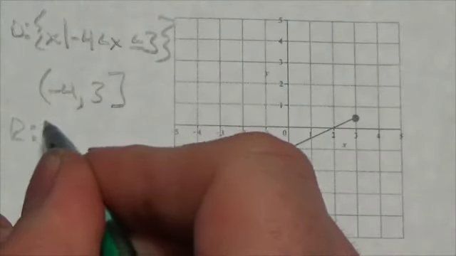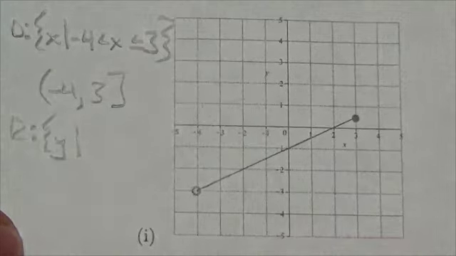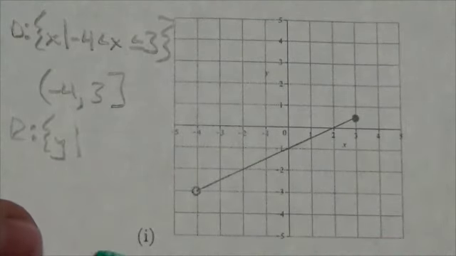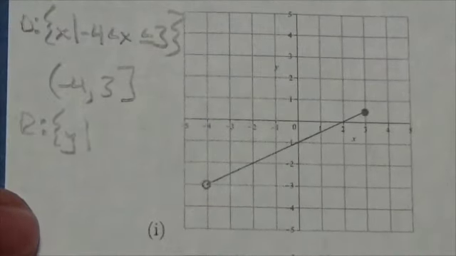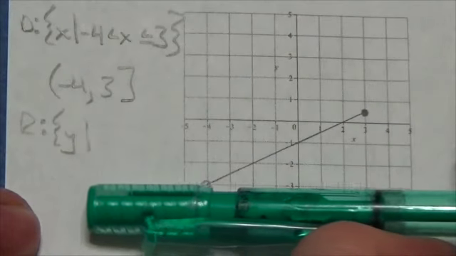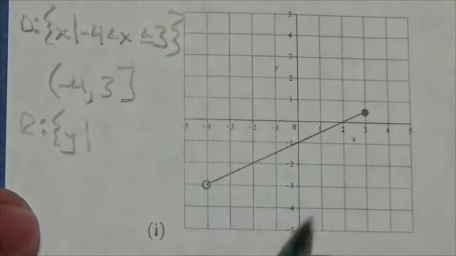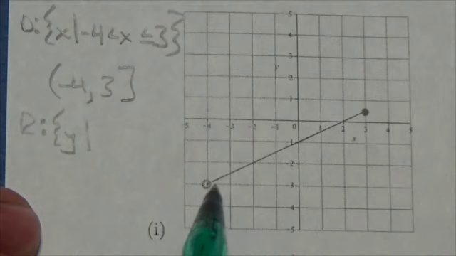For my range, the values of y, it's really similar sort of thinking. As I slide up, the smallest value that I get to, or the least bound here, is this -3. Or I guess the largest lower bound that's below this function here.